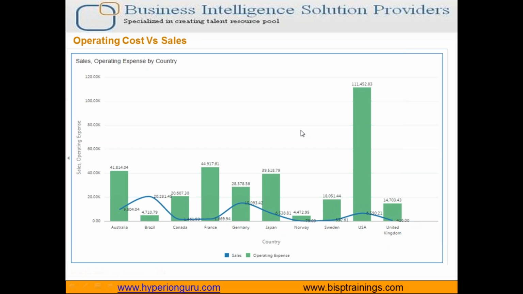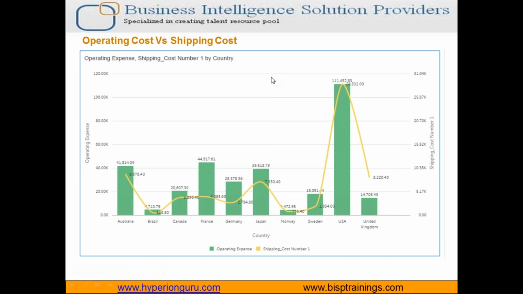Well, this is fictitious data, so don't worry about the volume or data. I've taken this data just for the sake of demonstration. In the second part of our presentation, I'm going to use a dual axis chart. So we have operating expense on one axis and shipping cost on another axis, and I'm trying to visualize this.